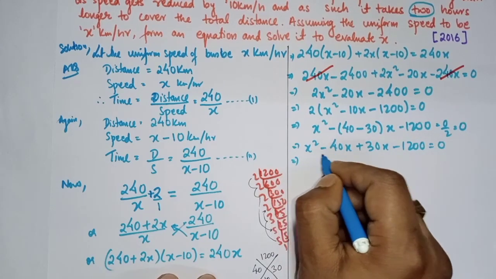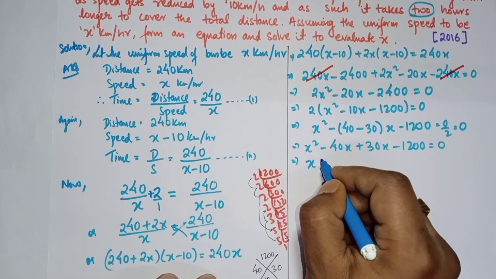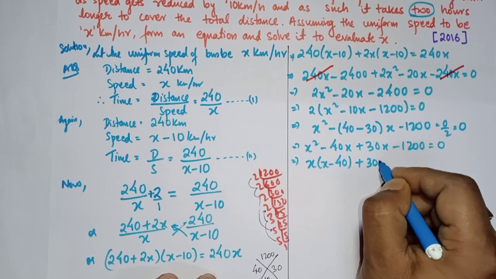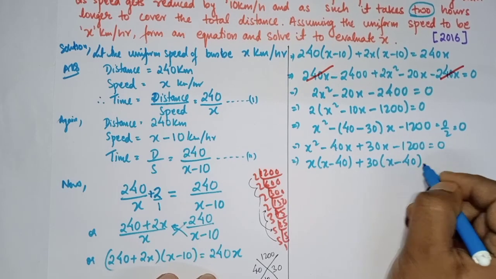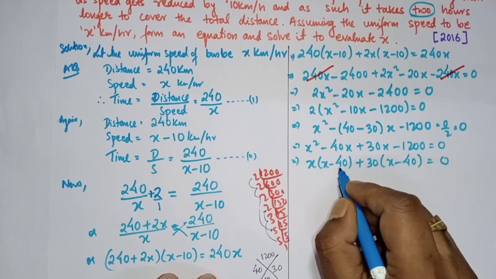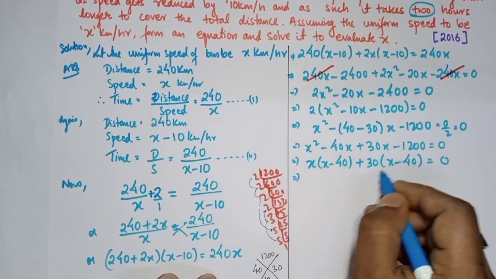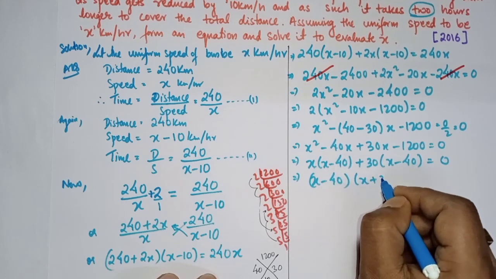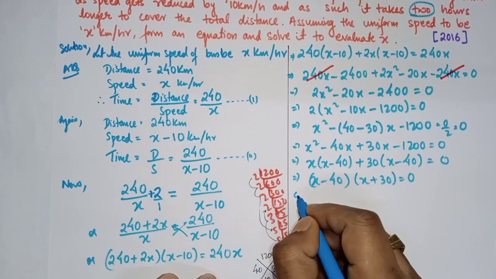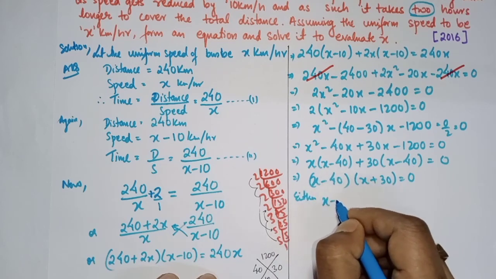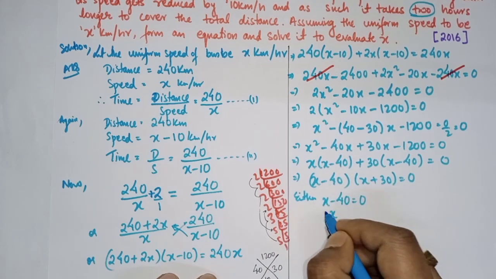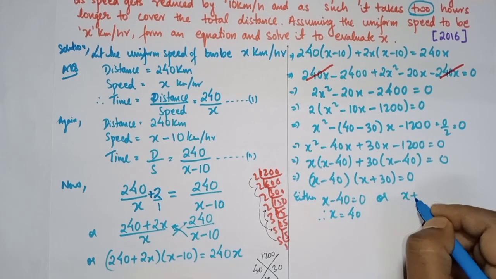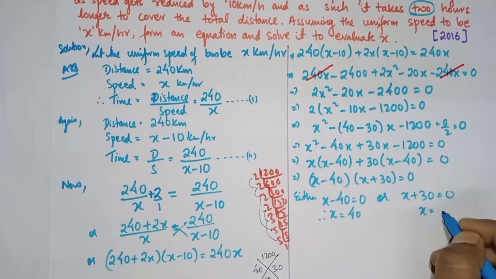Now the next step, we have to take the common. So what will be common? x minus 40 plus 30 (x minus 40) equals 0. As you know, these two have to come the same. Now these two are the same, so I can write (x minus 40) and in another bracket (x plus 30) equals 0. Now I have to do either x minus 40 equals 0, so x equals 40, or x plus 30 equals 0, so x equals minus 30.